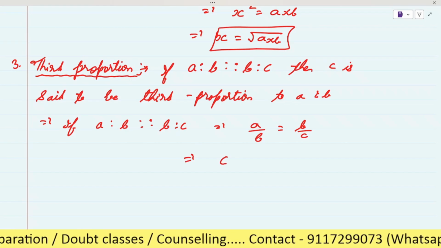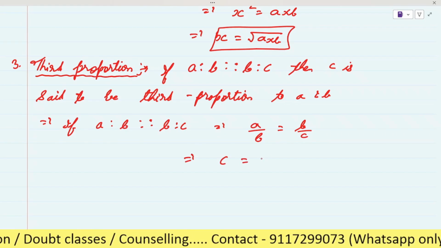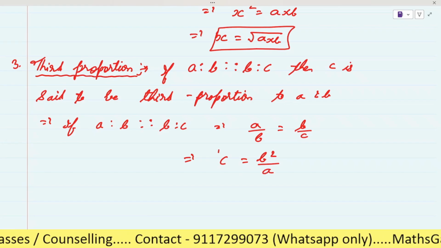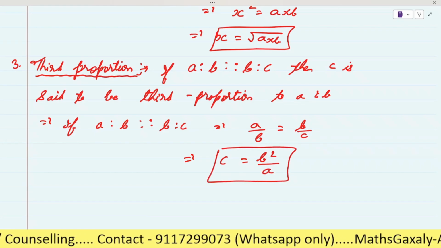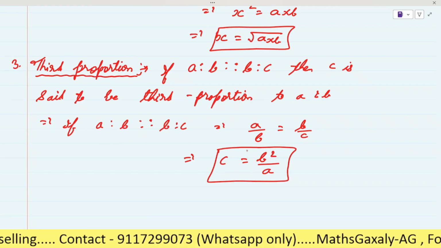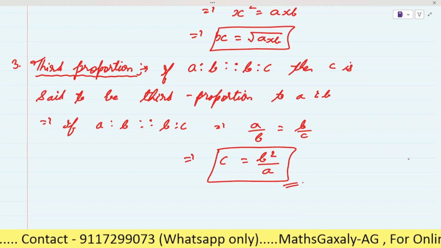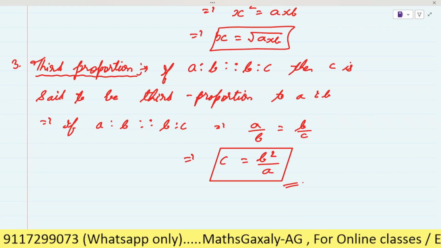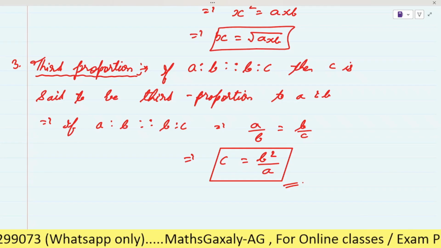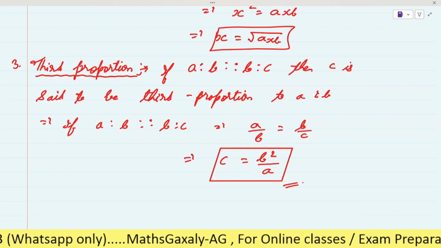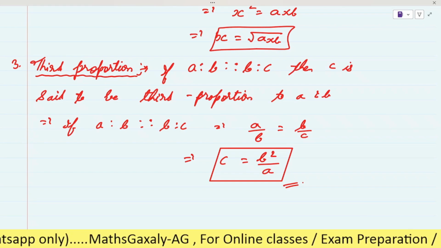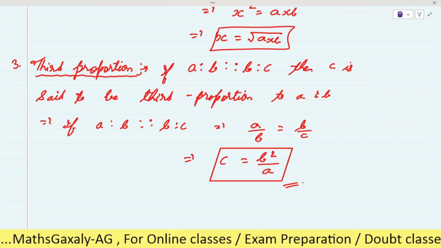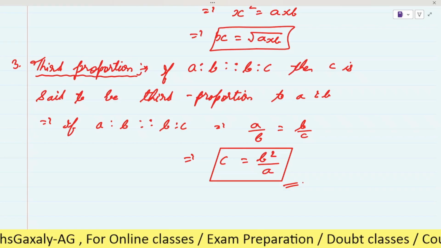So here the value of C will be B square by A, and this value will be known as the third proportion. Suppose A is equal to 2 and B is equal to 3, and we have to find the third proportion, then we have to do 3 square by 2, means 9 by 2. 9 by 2 will be the third proportion.